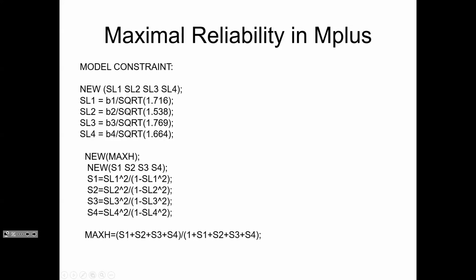Again, you could write this way more compactly, in far fewer lines. I just thought it might be easier to break it out like that so you can see exactly what's going on. But that'll give me the maximal reliability. You want to compute it in M+. I think for your homework, I asked you to compute maximal reliability. You can either write the code to have M+ compute it, or you can just look at the output and take the standardized factor loadings and square them and compute it that way. Totally your choice.